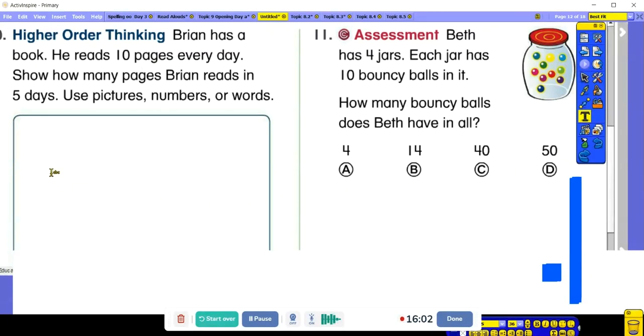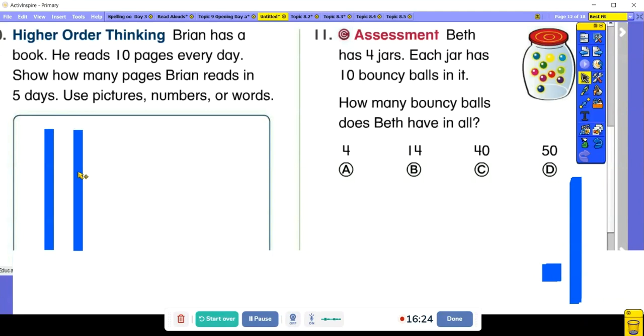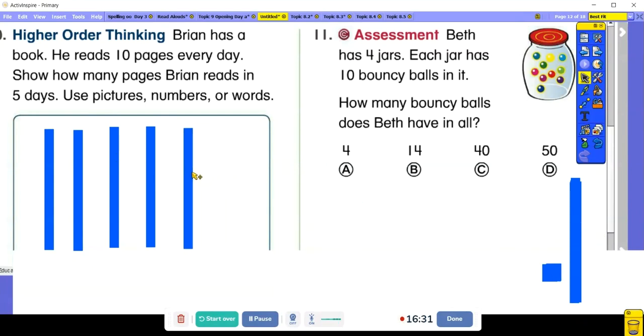So you might want to draw a box to show each of the 5 days. You might want to use your 10 rods and bring over 5 for the 5 days. That's what I'm going to use just because it's easier on here for me. But if each of these represents one of the days, so I have 1, 2, 3, 4, and 5. I know each of these is worth 10 for the 10 pages.